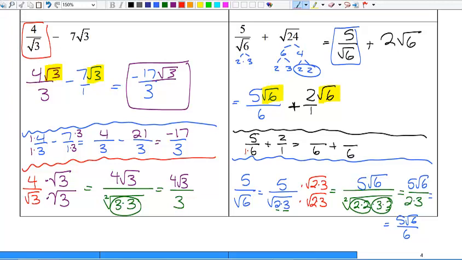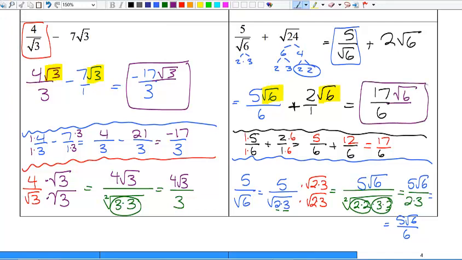The first fraction I can multiply by 1. The second fraction I'll need to multiply by 6 over 6, which gets me 12 over 6, and that adds to 17 sixths. So, in my final answer, 5/6 plus 2 over 1 is 17 sixths, but don't forget we still have the radical 6. Because it was like radicals, it stayed the same. And that completes this lesson.